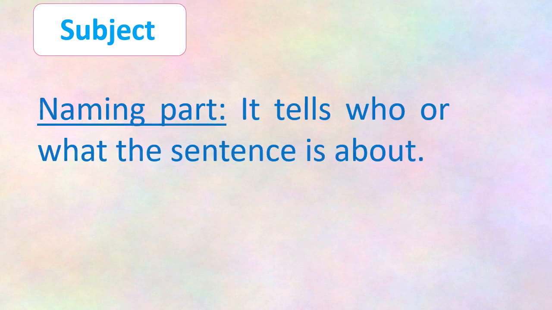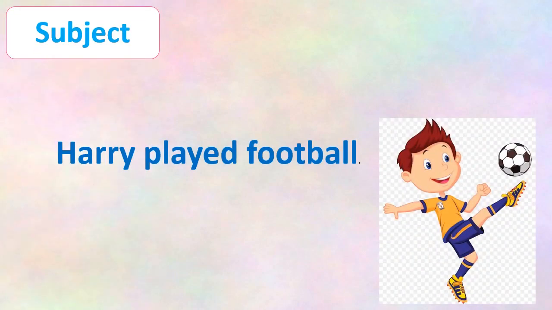The first part is the subject. This is the naming part. Subject tells who or what the sentence is about. Now look at the examples of subject. Harry played football. This sentence is talking about whom, students? In this sentence, Harry is the subject because this sentence is all about Harry, that Harry played football.